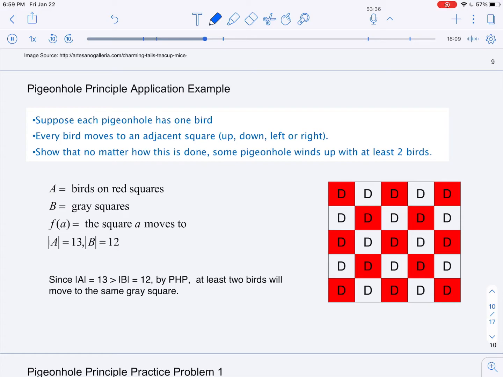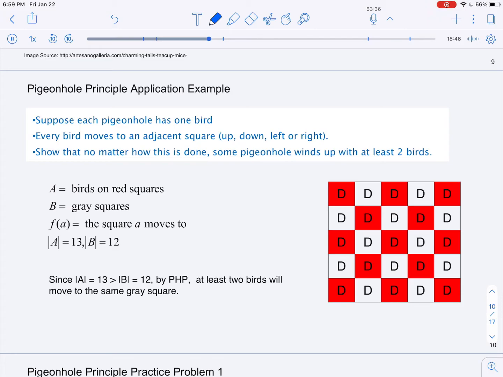Now, to see this, we have to observe that we have 25 birds in total, but we have 13 birds on red squares and 12 birds on gray squares. And because we have the rule that every bird must move to an adjacent square, up, down, left, or right, we know that all the birds on the red squares must move to a gray square.